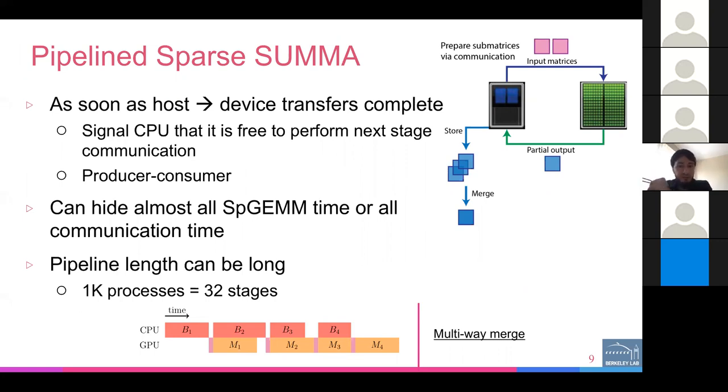In this way, the CPU only needs to wait for the transfer of the input matrices and not the multiplication itself, and then it can proceed into the next stage. In this way, we can reduce the time required for the multiplication in stage k and broadcast in stage k plus 1 to the maximum of those summed by the host-to-device transfer time.